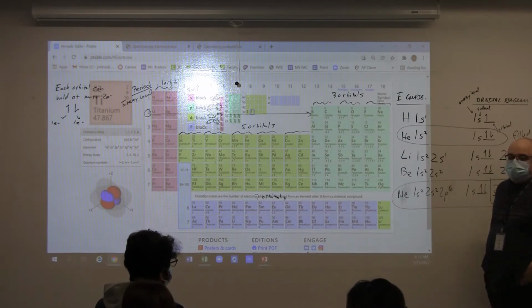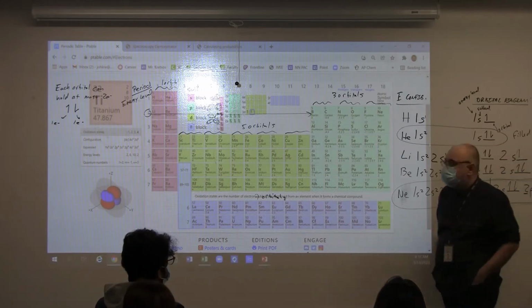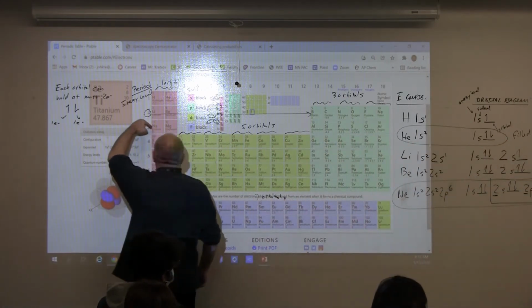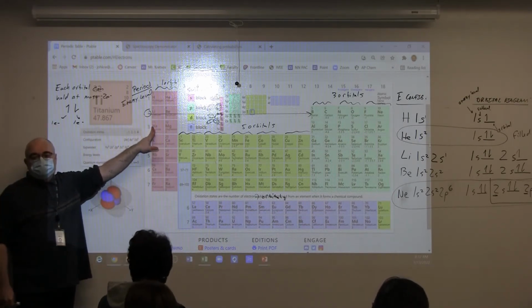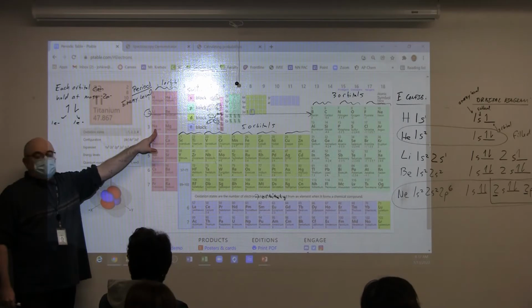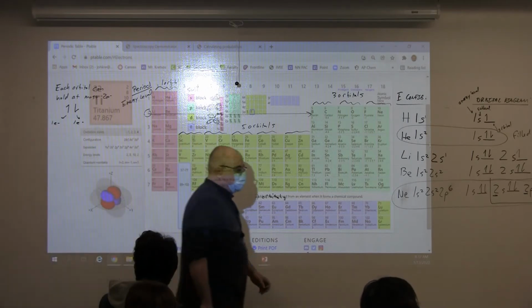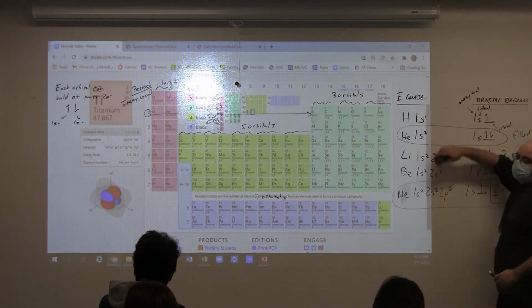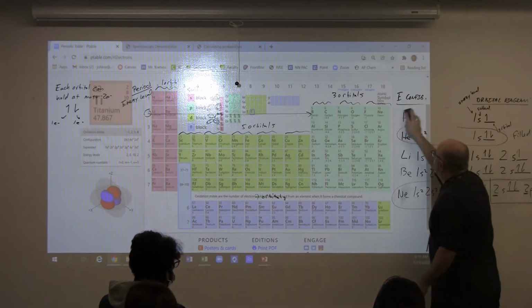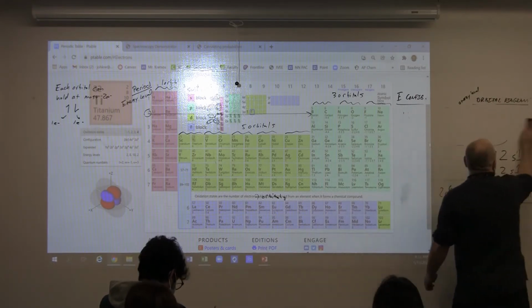Now, if this is starting to clear up at all, we should be able to do the third row quite easily because it's just a repetition. So let me do a rapid fire version of the third row. I'm going to erase because I need the space.